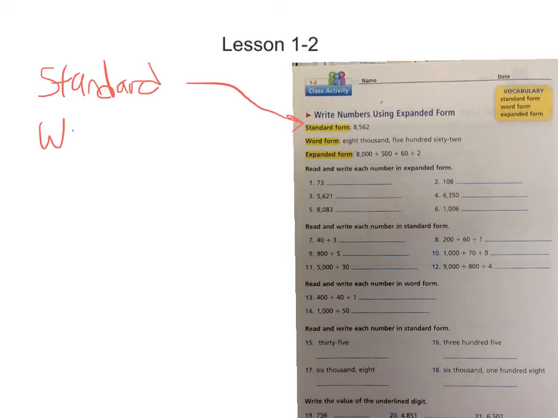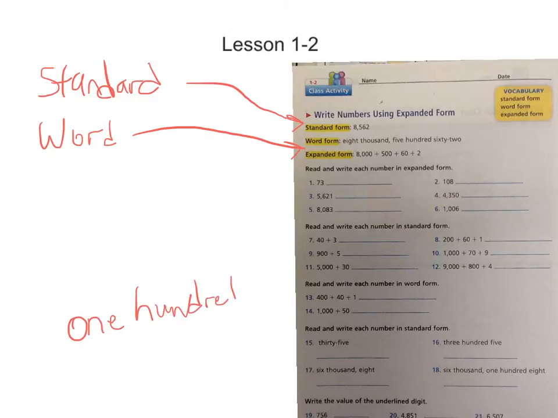The next is word form. Word is exactly what you think it is. Words. You're turning digits into words. So when you say the word 100, you're going to spell it out. Okay, that's word form. And then expanded form is very similar to what we just learned earlier in the lesson. Expanded form is when you take each place value and you pull them apart.